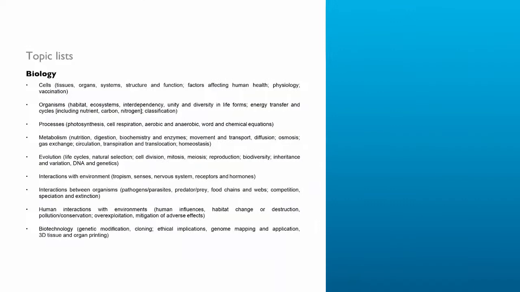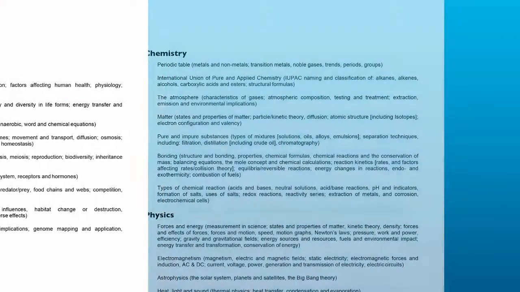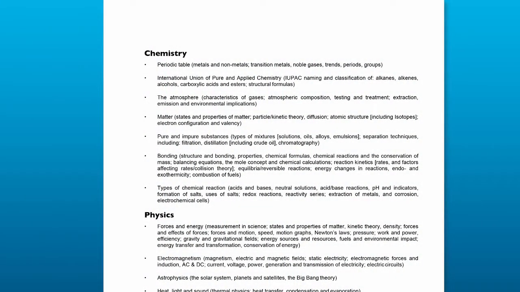For biology, for example, students are expected to have completed topics such as cells, organisms, processes, and metabolism. The full topic list for biology, chemistry, physics, and integrated sciences can be found in the subject guides that are available on the IB's Password-Protected Program Resource Centre.